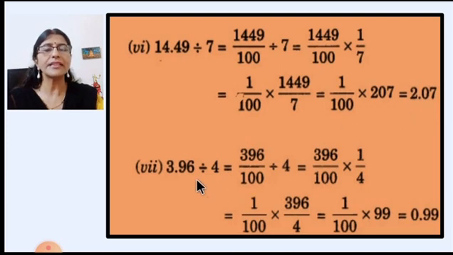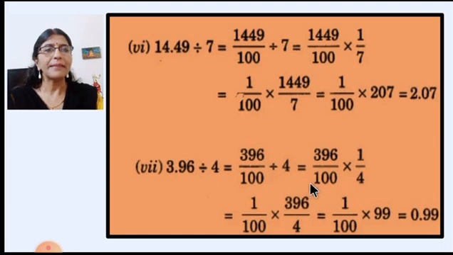Same way we will go to the next question. 3.96 divided by 4. First we will convert this decimal number into a fraction. Again 2 decimal places are there, so we'll have to multiply numerator as well as denominator by 100. Here in the denominator 1 is there. 1 into 100 is 100, and here the decimal point will be removed. So 396 upon 100 and then divided by 4.